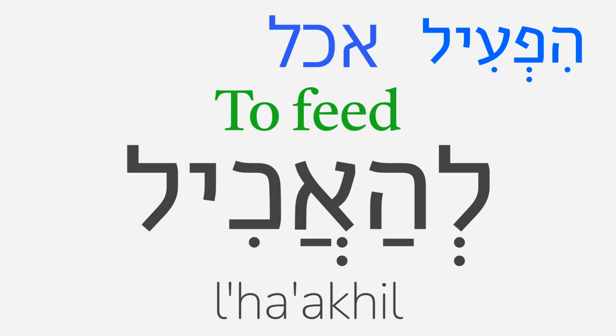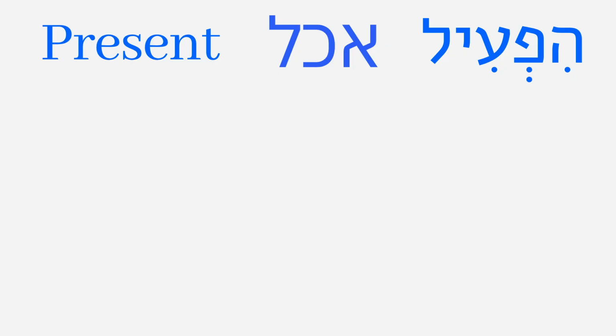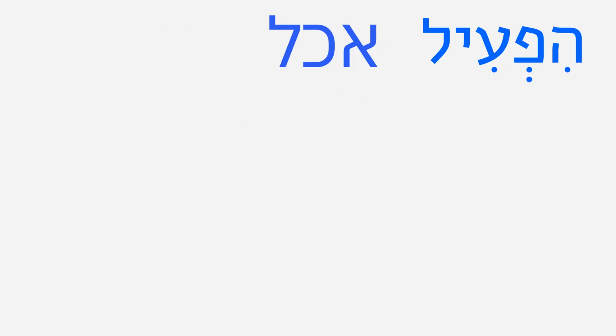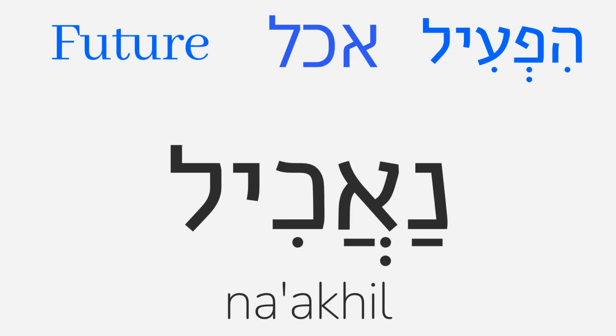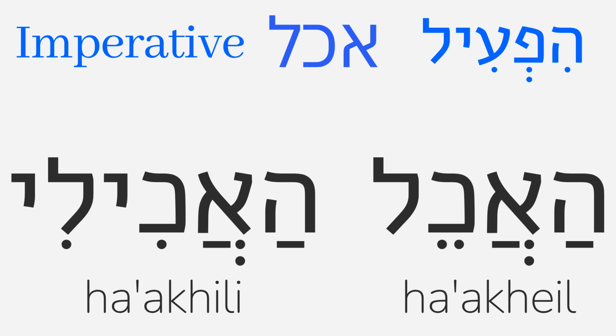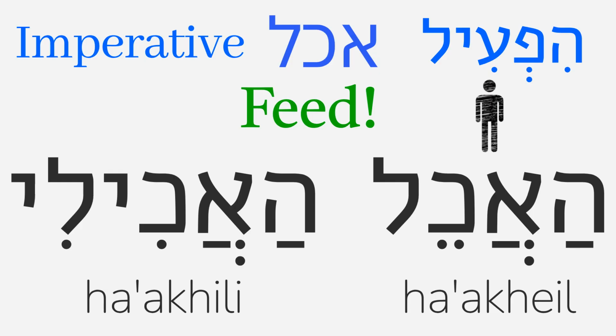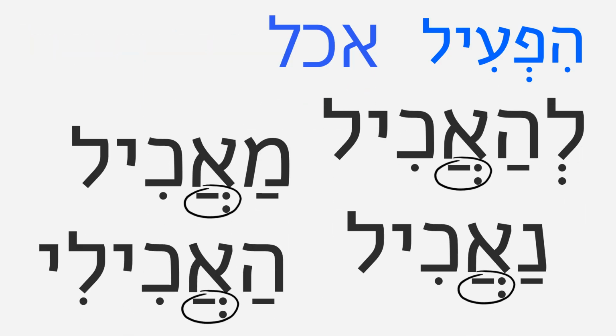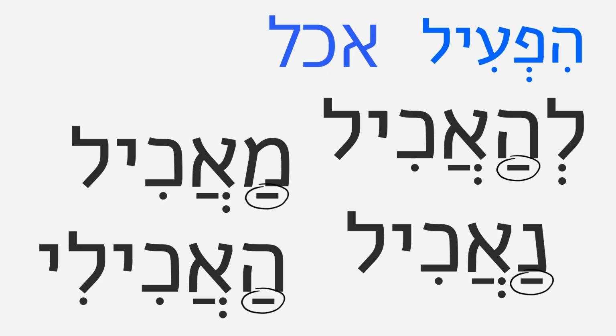This change also happens in the present tense, as with the verb ma'achil, feeds in masculine singular form, and with the future tense, as with na'achil, we will feed. The imperative will also have a patach shva on this first root letter that is a guttural. Ha'achel, feed commanding a man, and ha'achili, feed commanding a woman. All these tenses make the change from shva to patach shva, which makes sense since in all of them the previous vowel is a regular patach.